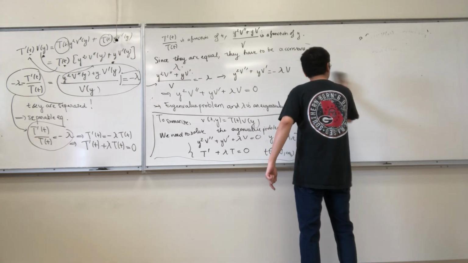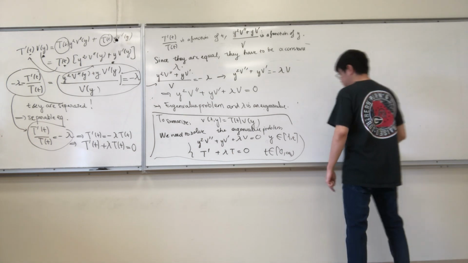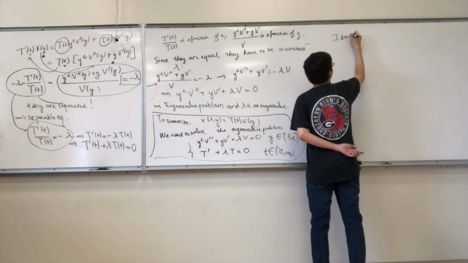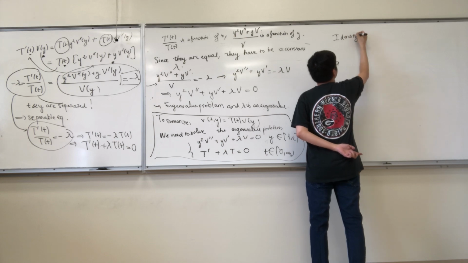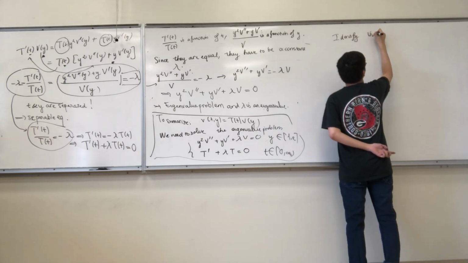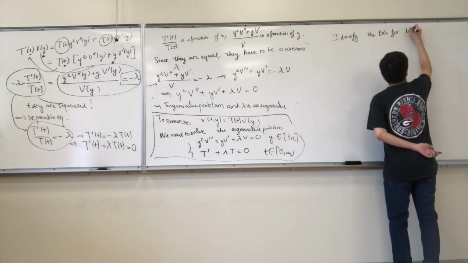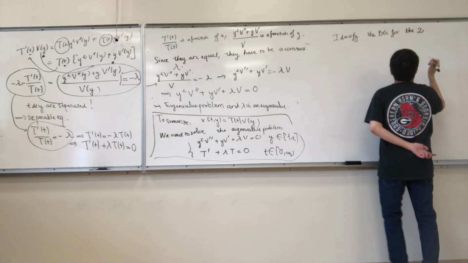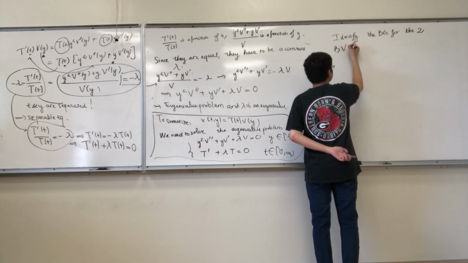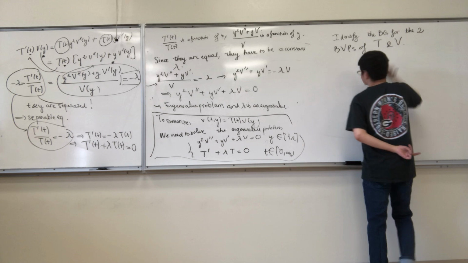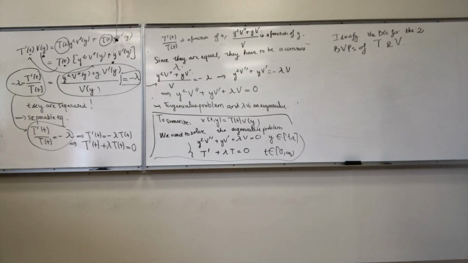All right, so we have to identify the boundary condition. Define the boundary condition for the two boundary value problem of capital T and capital V. You need to identify the boundary condition for capital T and capital V.